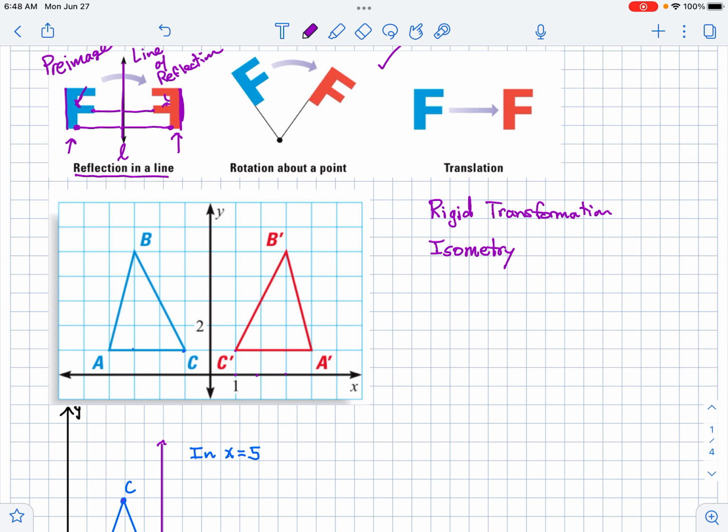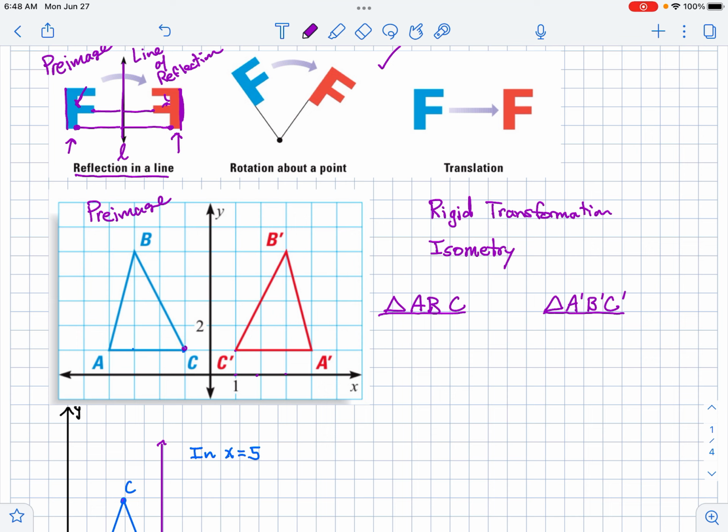Okay, so let's look at this. We've got this triangle, ABC. We're going to reflect that to get this triangle that has the points A prime, B prime, and C prime. That's how we're going to denote the transformed triangle. Let's see how we would transform something. So we have the pre-image here.